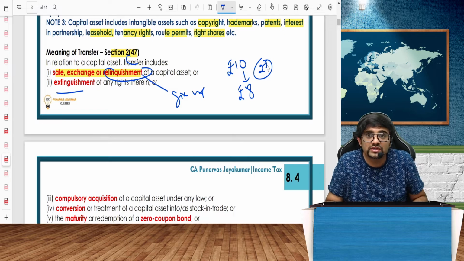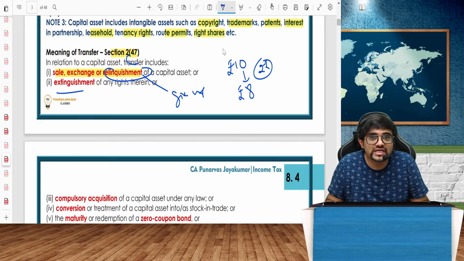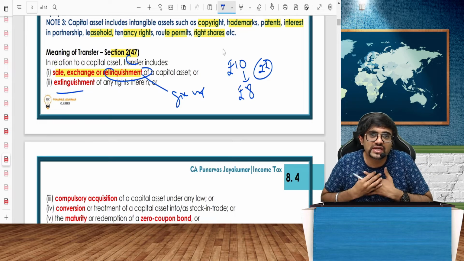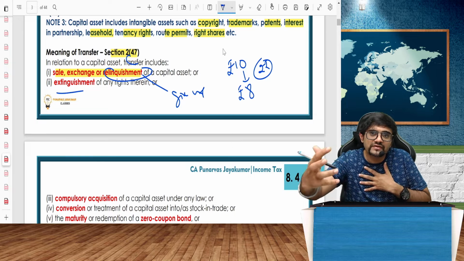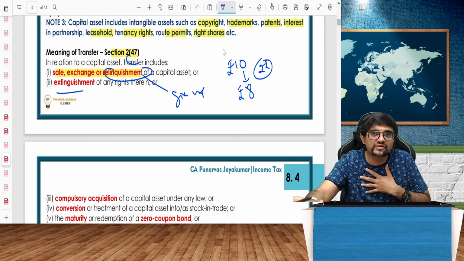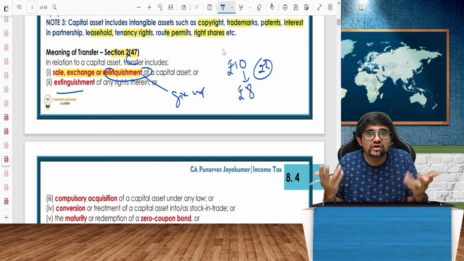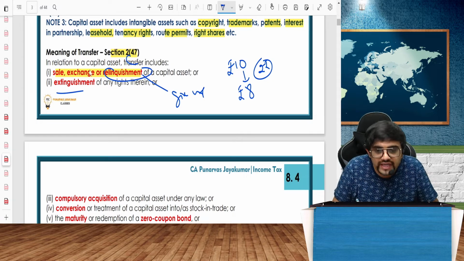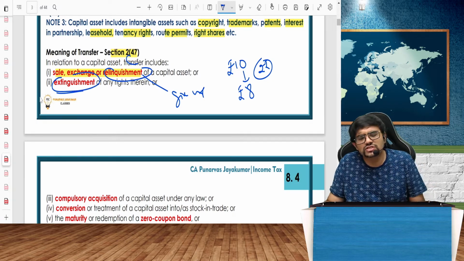On the other hand, if there is redemption of preference shares or buyback of equity shares, what happens? They'll take away my shares. In redemption of preference shares, I hold 1 lakh preference shares and the company will buy back those preference shares. Is my right there or not? Not there. That is called extinguishment of right.